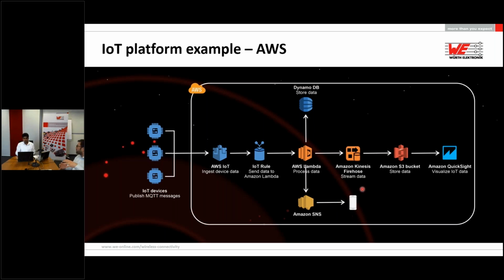Also, you can send information through the data stream to the database. In this case, we are using S3 buckets, just pure flat JSON documents, and then at the end you have visualization and analytics in Amazon QuickSight.